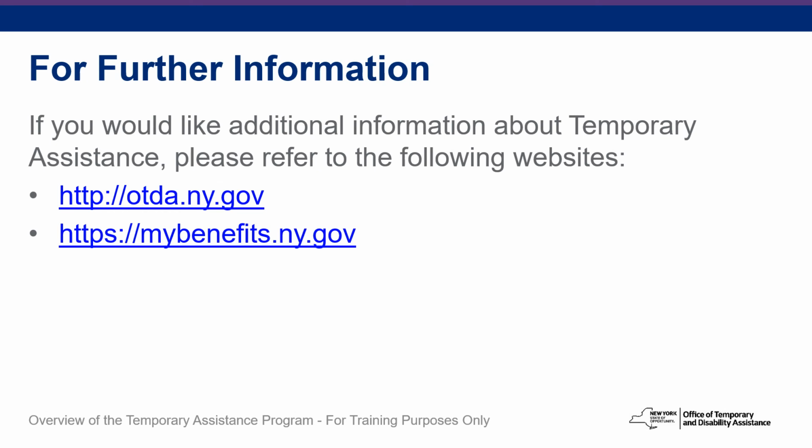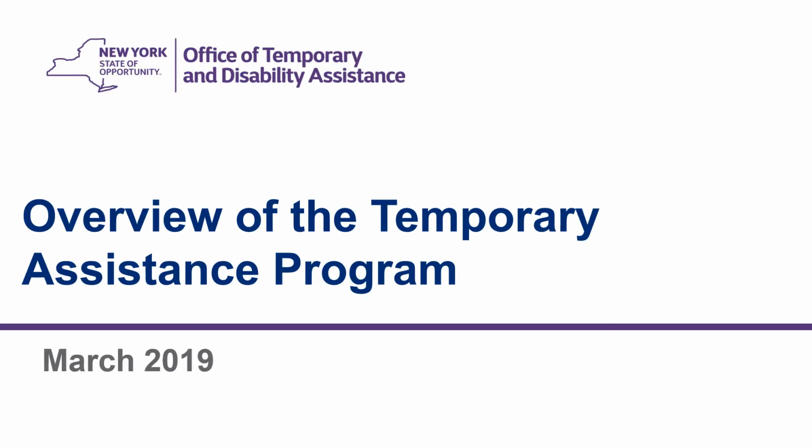Overview of the Temporary Assistance Program provided an overview of TA policy regarding benefits and requirements with a focus on employment services to allow you to provide accurate information to customers regarding TA eligibility and work requirements, make appropriate referrals, and coordinate services with the Social Services District. If you would like further information about TA, please refer to these resources, OTDA and My Benefits. This completes the overview of the Temporary Assistance Program.